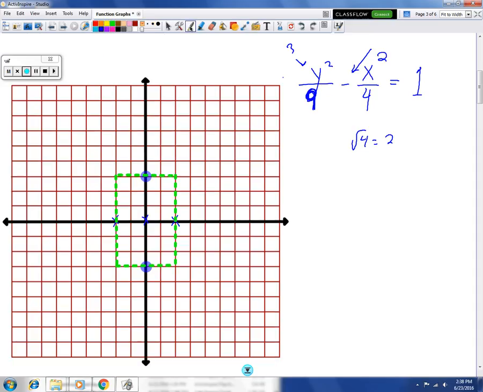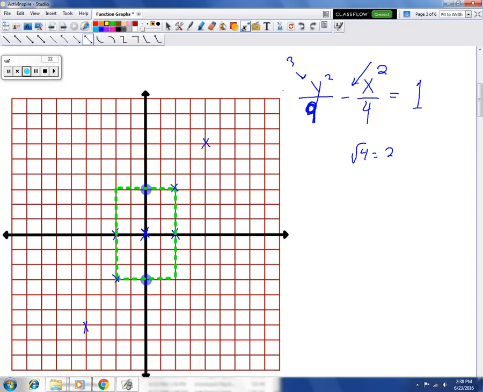Let's see, from the origin to this corner, I go up 3 and right 2. So I go up 3 more and right 2, and I have another spot there. From this corner, if I go left 2 and down 3, I have another spot. So I see where I can draw my asymptote. Starting here, go through that corner, go to the origin. And the other one, start right here, go through that corner and through the origin.